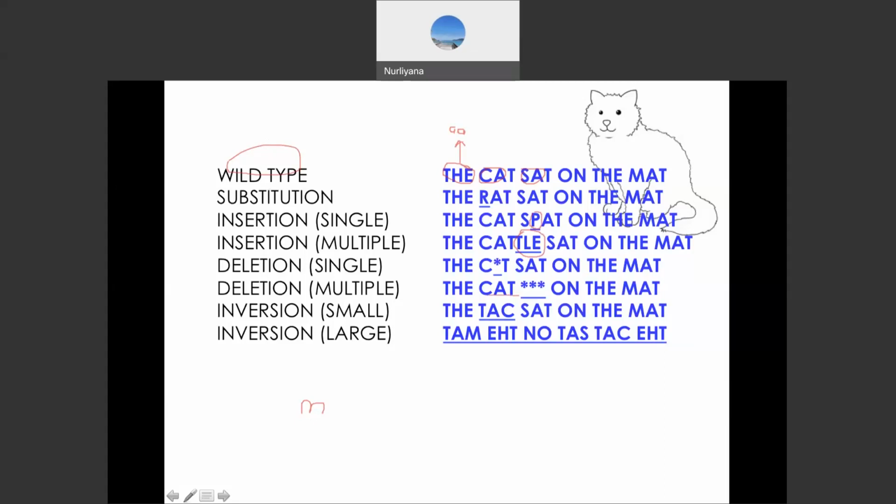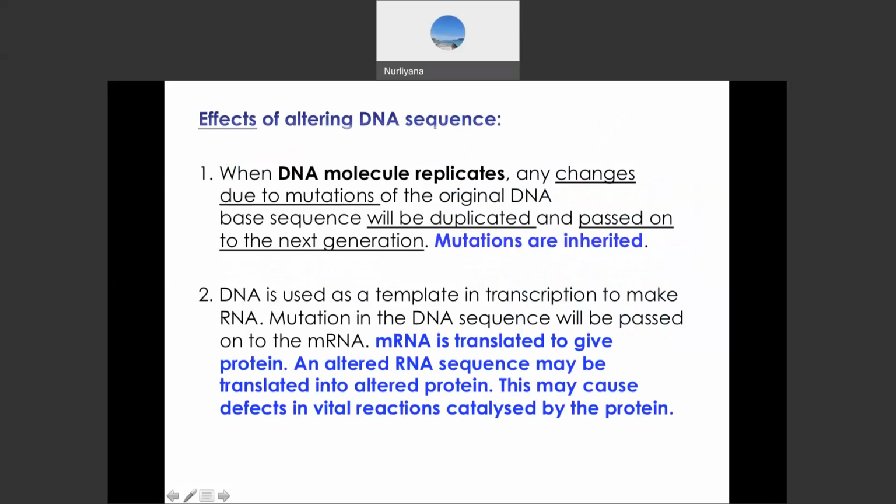So because of this, you will be getting the whole sequence to be something that is totally different, giving a different meaning, giving a different translation. It will translate you to a total different protein. These are dangerous because it is affecting the whole sequence. Okay, so what are the effects when there is the alteration of the DNA sequence?